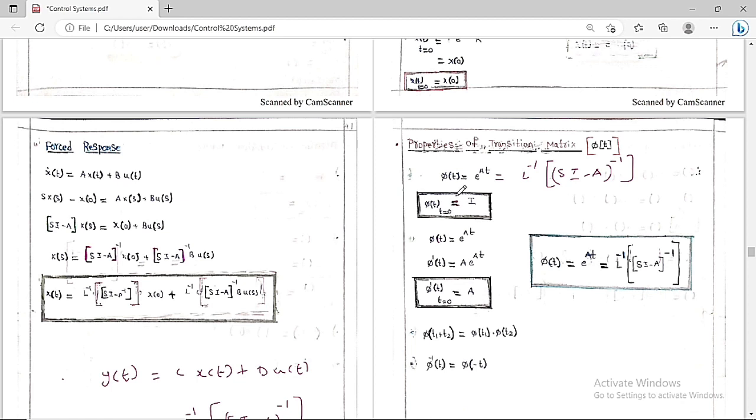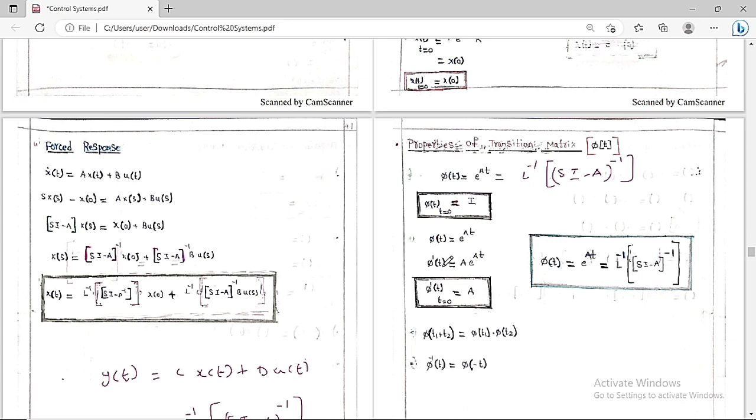Suppose I substitute t equal to 0. Then phi of t at t equal to 0 gives 1, and 1 is nothing but the identity matrix. So the state transition matrix at t equal to 0 is the identity matrix, I.